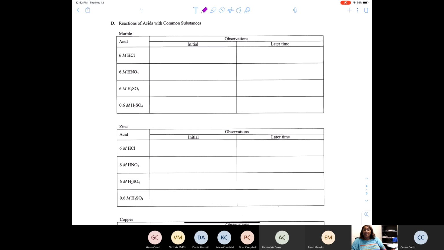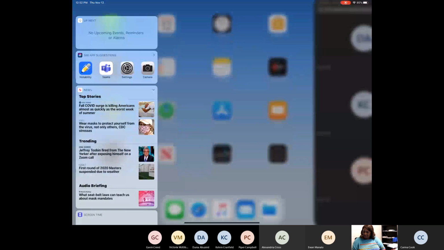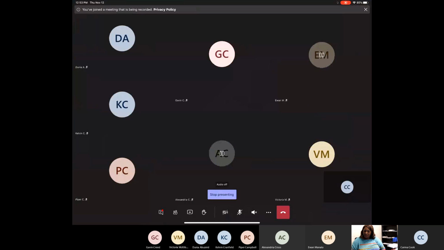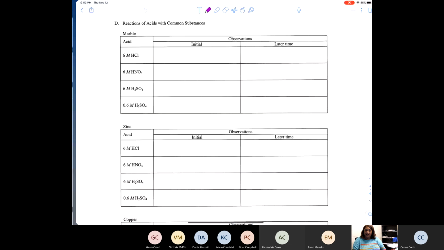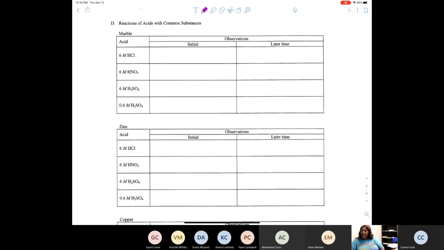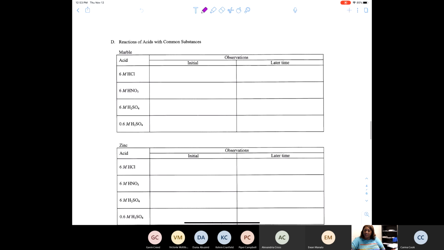So I see most of you are back in the, excuse me, hold on. Okay, so I've got you back in the general meeting room. And so you should have your observations, both your initial observations of each substance reacting with 6 molar HCl, 6 molar H2SO4, and 0.6 molar H2SO4.